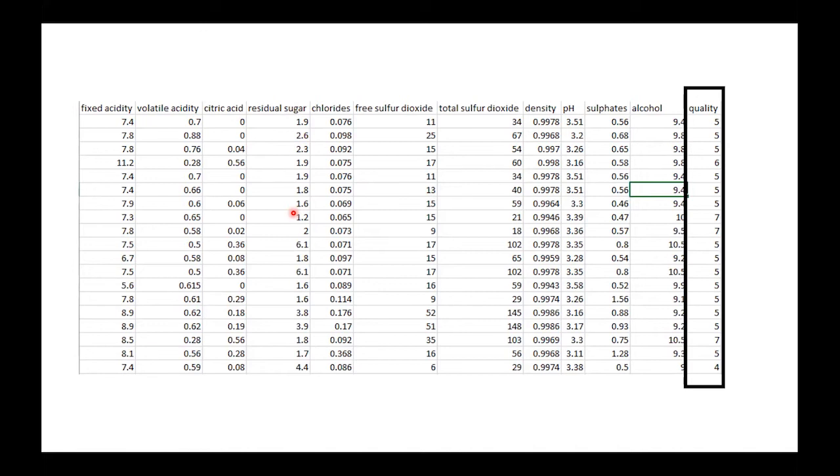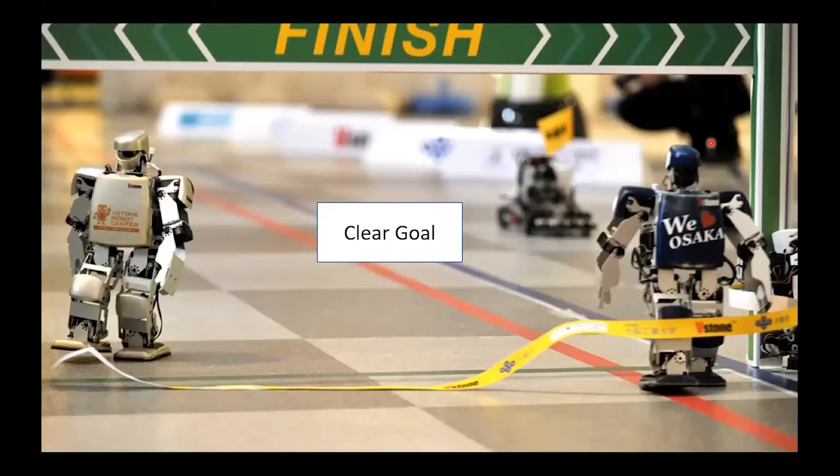Having this class label makes our job easier in a way, because it tells us what I want my machine learner to do. I want it to take in all of this wine information and predict this class label, this quality. One way to say this is that it gives us a clear goal of what we want our system to do. And in some cases, it can let us know when we're doing a bad job or a good job.